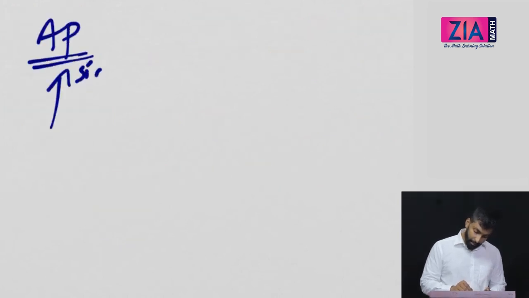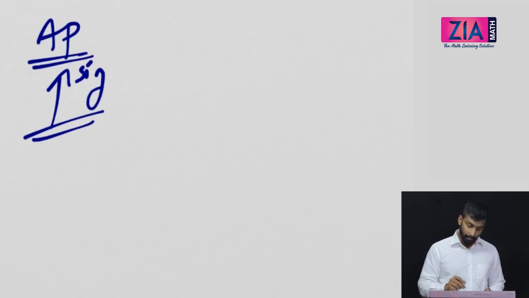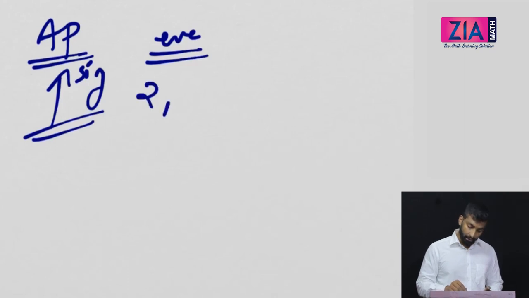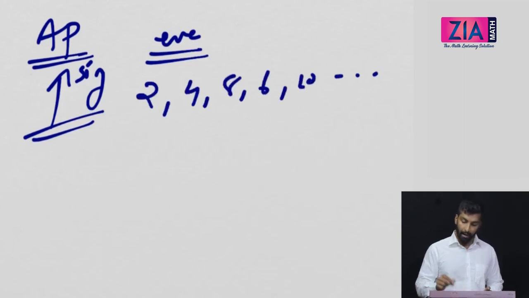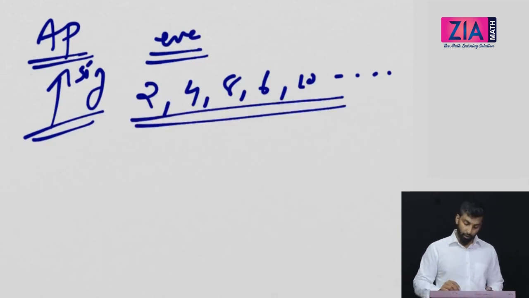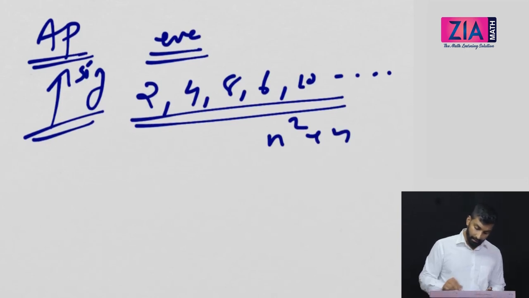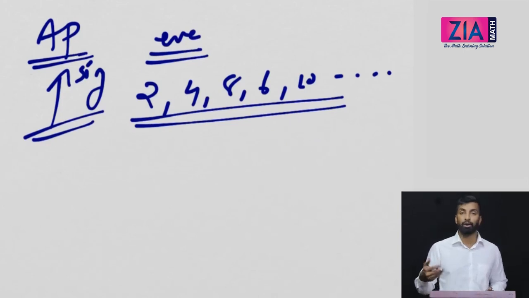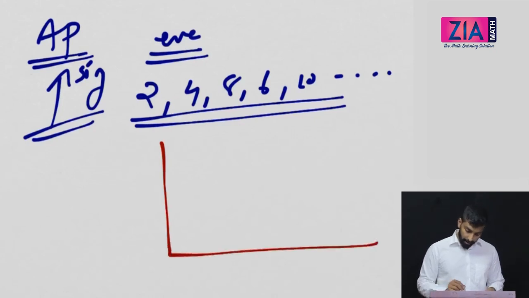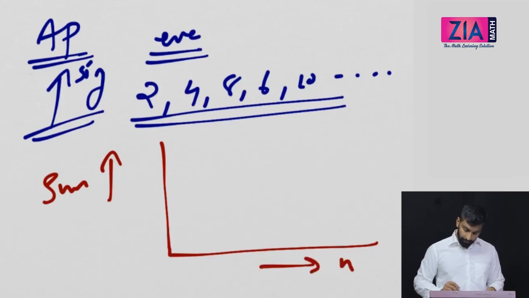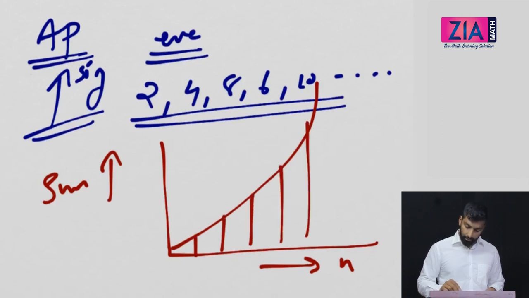So let's start off with AP. I'll start with increasing AP, and we'll discuss 2 types in increasing AP. Let's start off with a positive number, the AP which is starting with a positive number. Let's start with 2, 4, 6, 8, 10, a basic AP. Now you know the sum. This is something which we have seen just before, n square plus n and all. I'll just tell you how the sum will look on a graph. If you plot a graph with the sum on the y-axis and the number of terms on the x-axis, it will go like this. So the sum keeps on increasing as the number of terms increases.